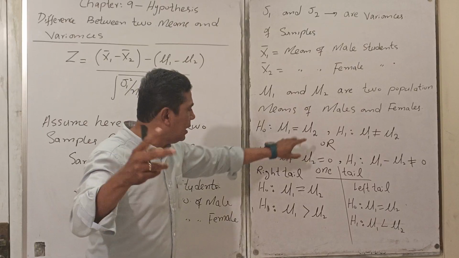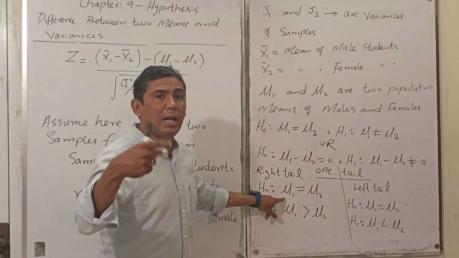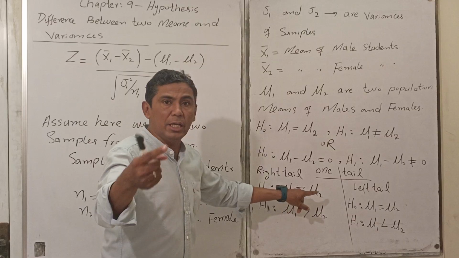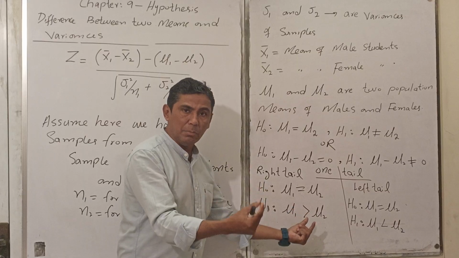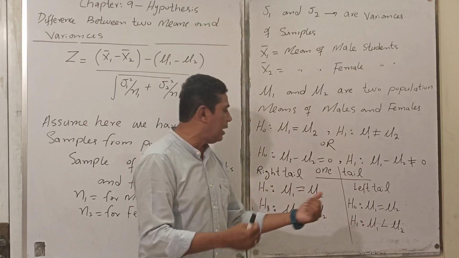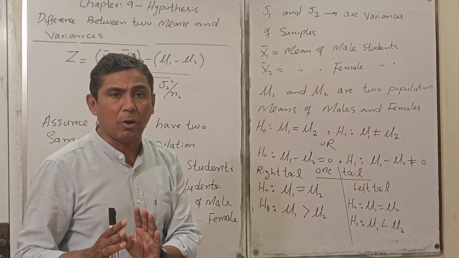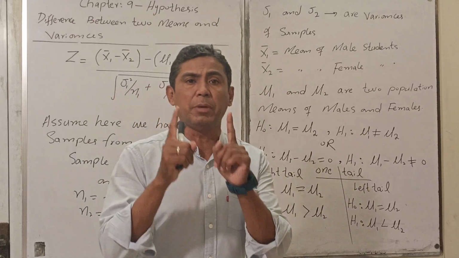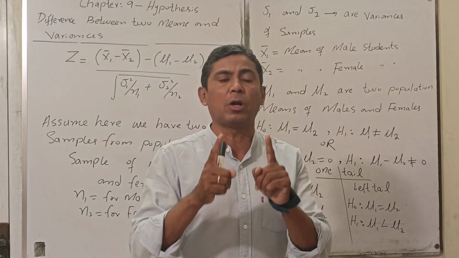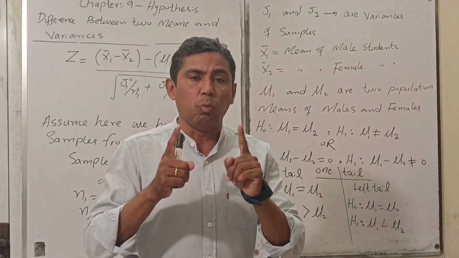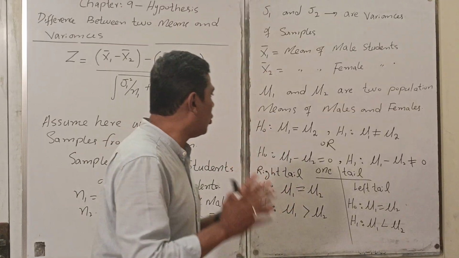in case of two tail, or in case of one tail you can check either the right-hand tail or the left-hand tail. Mu1 and mu2 are equal to each other. Then in case of right tail, mu1 greater than mu2, and in case of the left tail, mu1 less than mu2. So these are the three alternative hypotheses. The alternative hypothesis may be three, but the null hypothesis will always be the same, whether you apply a one-tail test or a two-tail test. Okay, you got my point.